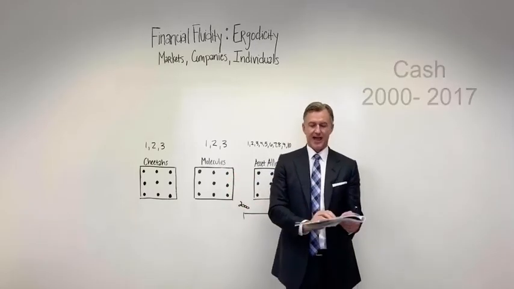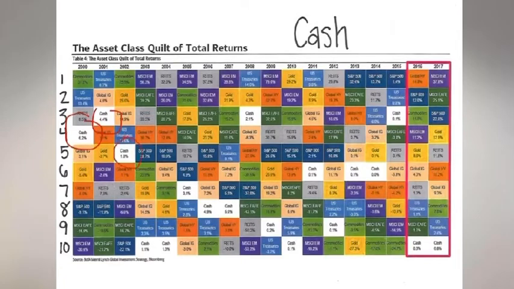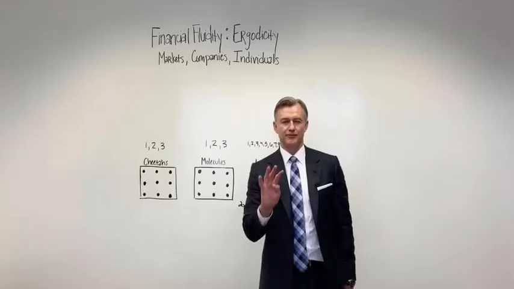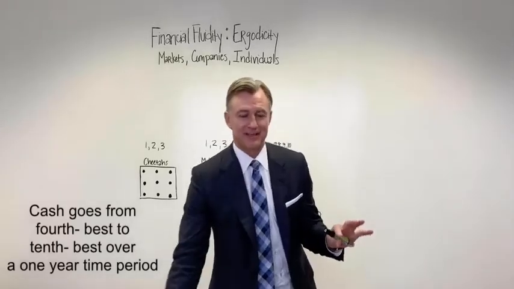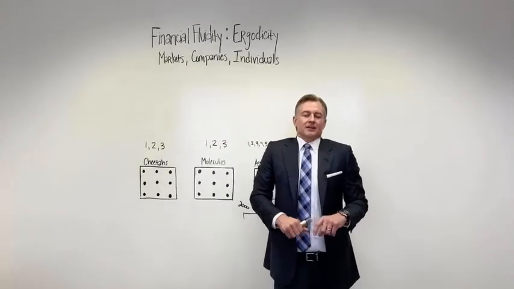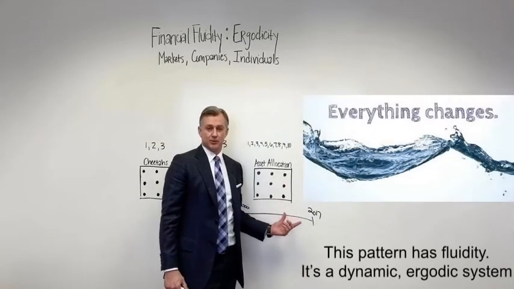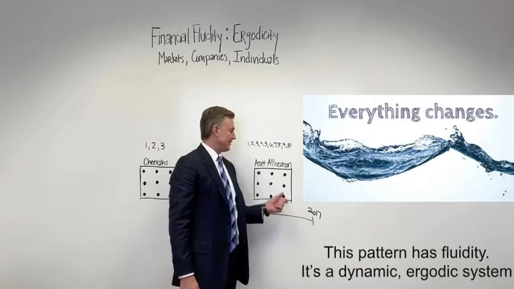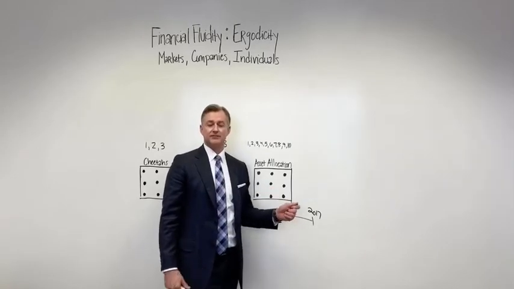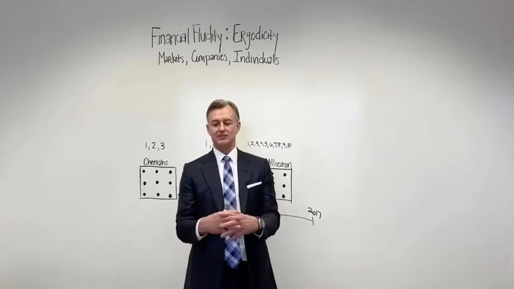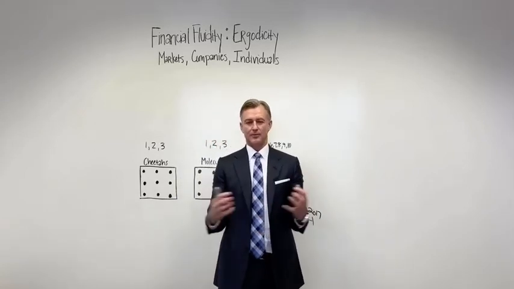Let's look at the last one. Cash, incredibly stable, right? State of being: 3, 2, 4, 10, 10, 7, 8, 8, 3, 9, 10, 6, 9, 6, 6, 3, 10, 10. We literally went from being 4th best asset class to 10th best over a 1-year time period. So that is a pattern that we should be able to recognize and say that has fluidity. That is an ergodic system that has dynamic fluidity because of the layers of complexity and the way each of those asset classes impact each other and are impacted by the world around us.